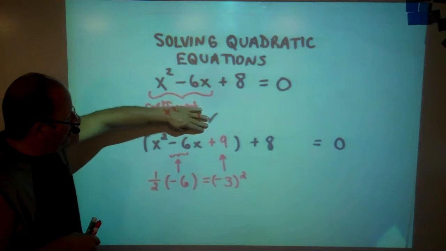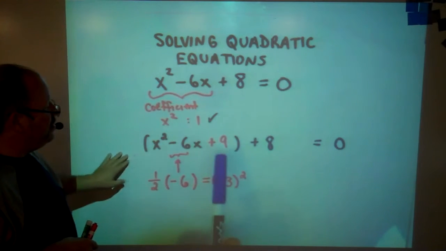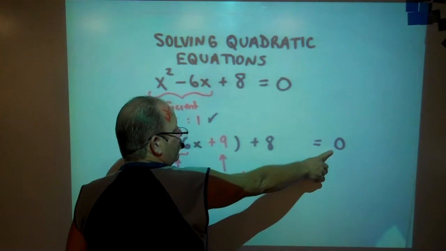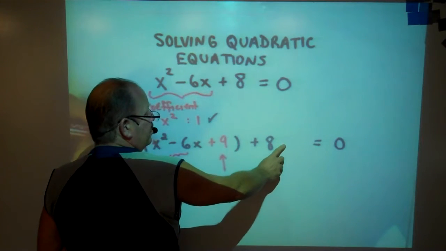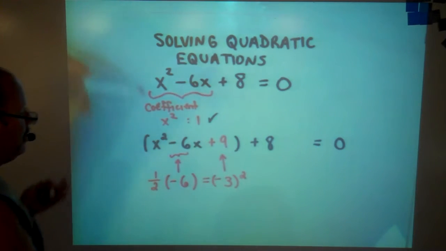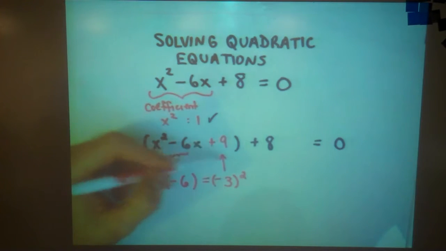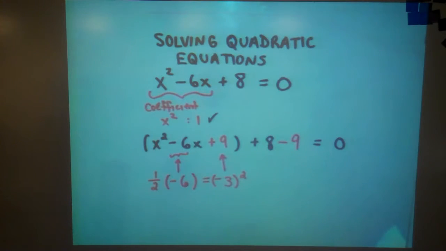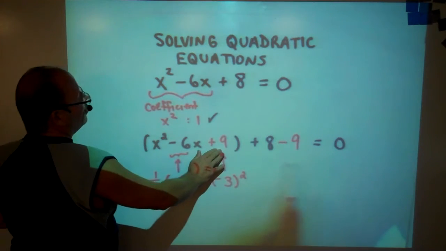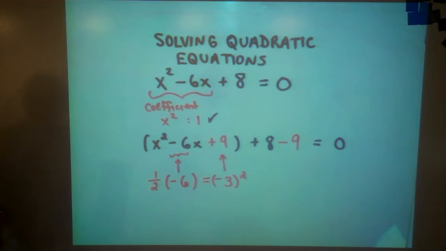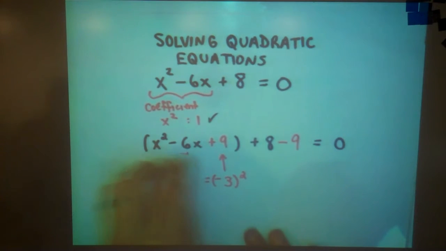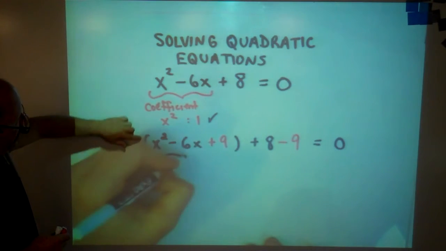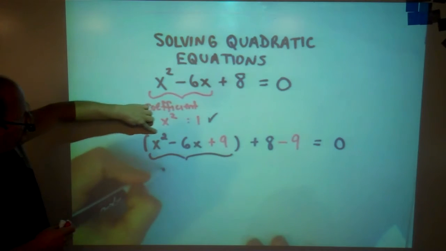Now to keep this whole thing balanced, we've just added 9 to this side of the equal sign. Now we either would need to add 9 more over here, or we can subtract the 9 back, and that will keep it balanced. So we've added 9 to our original equation, then we've subtracted 9. It's still balanced, and the reason we did that is because now we have what we call a perfect square binomial.